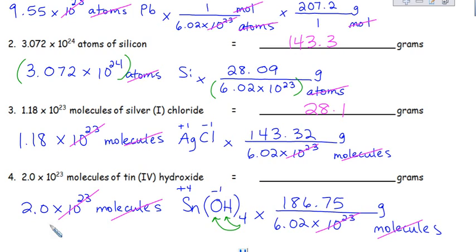All right, let's see what we got here. 2 times 186.75 divided by 6.02. And with just 2 sig figs, 62 grams. Now I love this one because it makes sense. 2 times 10 to the 23rd is about 1/3 of a mole. A mole is 6 times 10 to the 23rd. So I should have about 1/3 of the mass. The original mass was like 180 something. So yeah, I have about 1/3 of the mass, 62 grams.